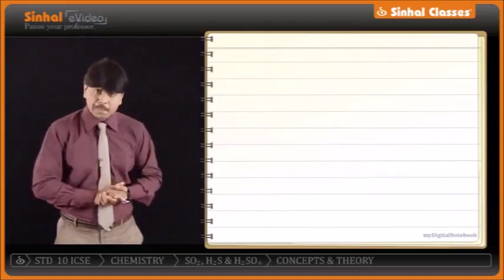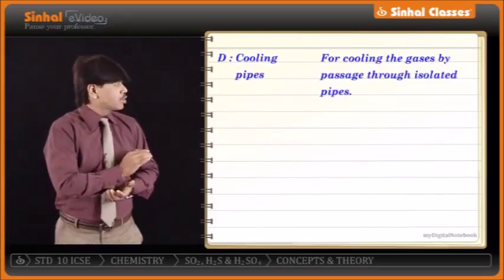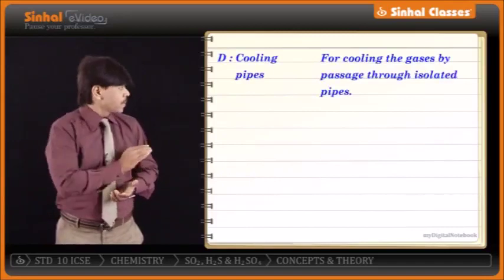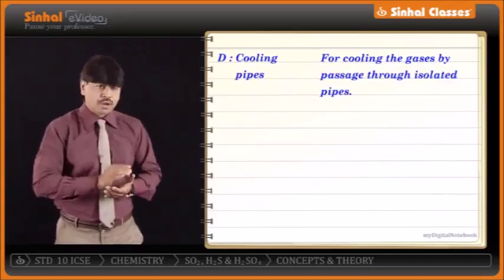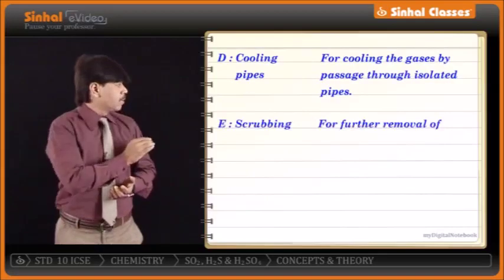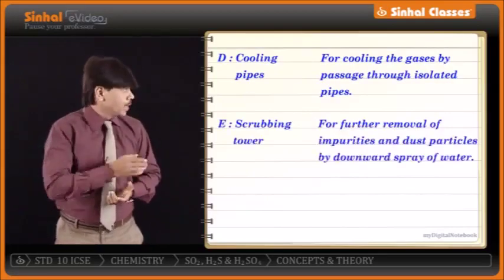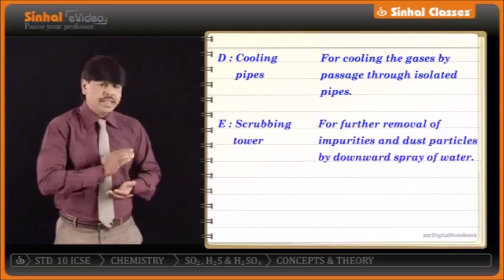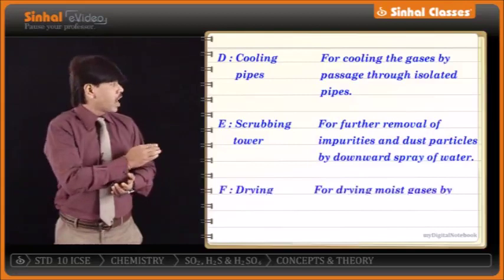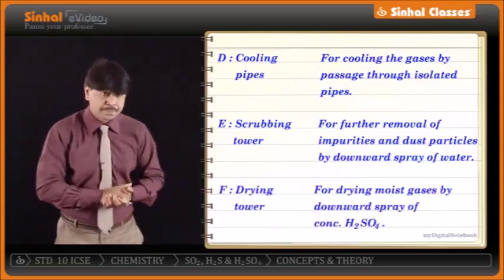Second is the cooling pipe for cooling the gas by passing through isolated pipes. Third is the scrubbing tower. This scrubbing tower removes further impurities by a spray of water. Then comes the drying tower, in which we dry this moist gas by the downward spray of concentrated sulfuric acid.